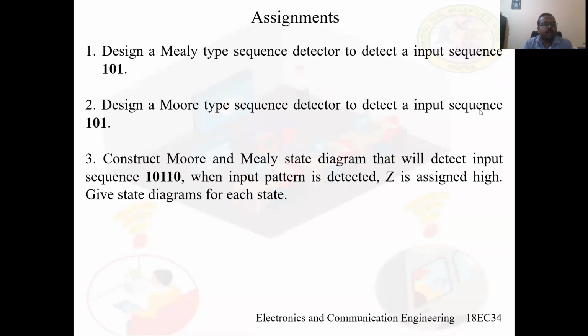And the assignment questions are: design a Mealy type sequence detector to detect an input sequence 101. Design a Moore type sequence detector to detect an input sequence 101. Construct Moore and Mealy state diagrams that will detect input sequence 10110. When the input pattern is detected, Z is assigned high. Give state diagrams for each of the Moore and Mealy models. Thank you.